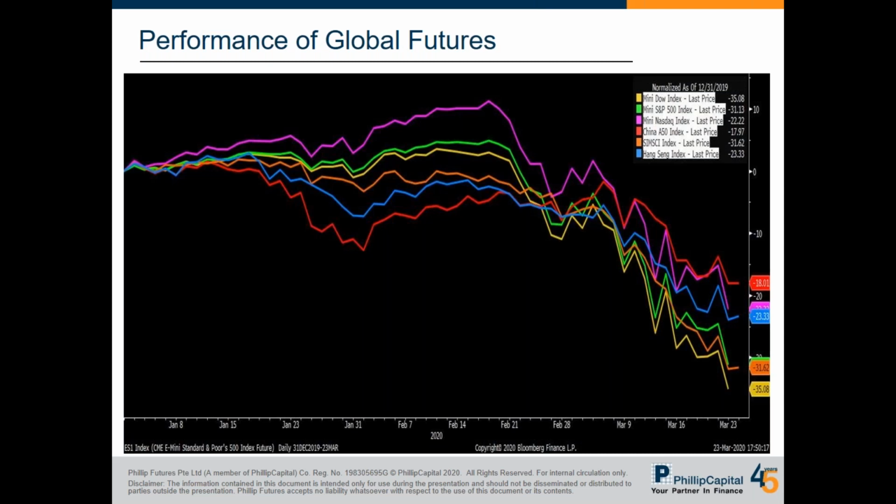If we look at the performance of global index futures, where we are comparing the US indices versus the other indices, we can see that the NASDAQ itself did quite well compared to the others. The China index as well, you can see that China, the A50, as well as the NASDAQ, did better. They fell close to 20%, whereas the others fell around 30+%.